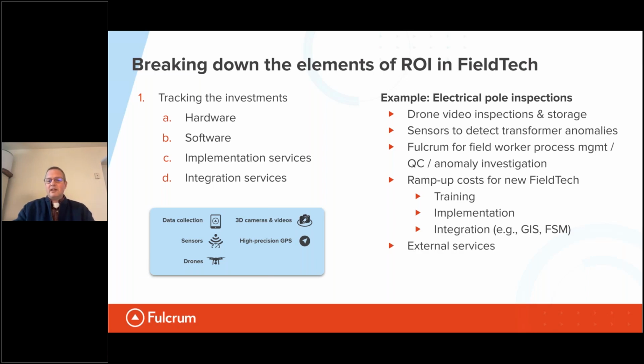And then finally, you need to think about any kind of external services you're going to use, whether these are professional services, managed services that go on a month-to-month basis, whatever it may be. You need to be thinking about any of those external services.